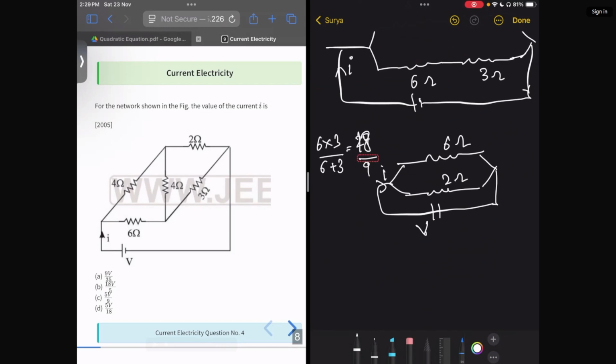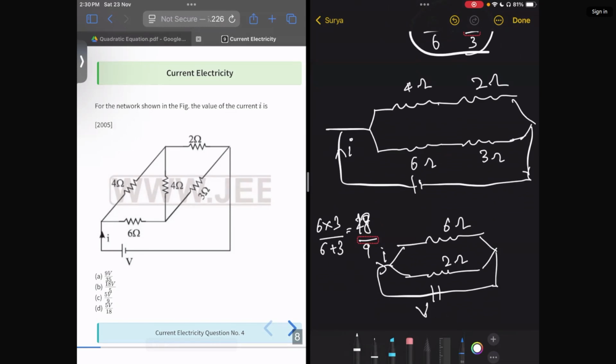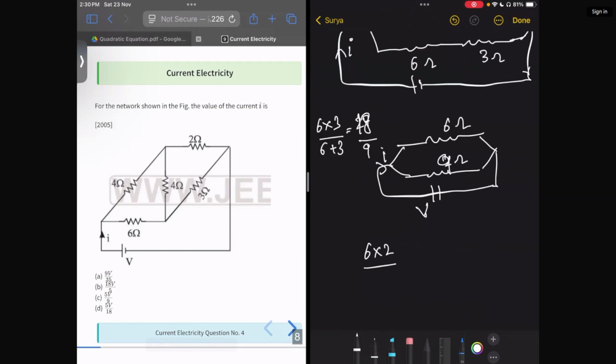So what is the next thing? Here 6 and 3, it is 9, right? Then what will happen? 6 into 9 by 6 plus 9. This is the R effective totally. So 6 into 9 is 54, and 6 plus 9 will be 15. So there will be 3 cancelling out, and we get 18 by 5. So 18 by 5 ohms is the effective resistance.